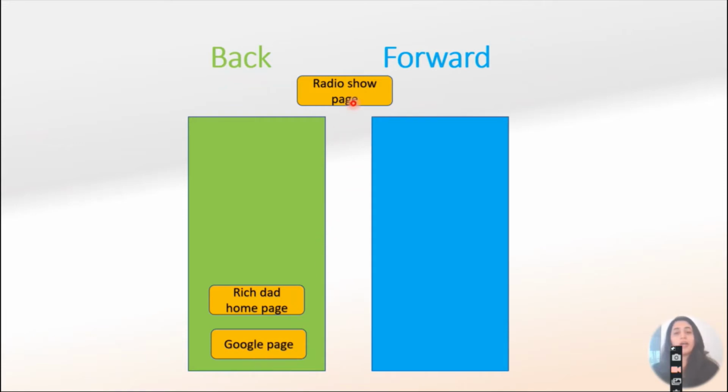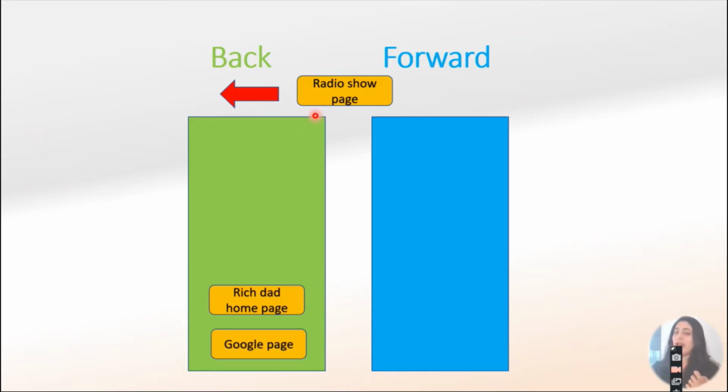So now over here, when I'm at the radio show page, whenever I keep on moving to the next pages, it keeps on pushing the link of the previously visited pages in the stack. So first the Google page goes to the stack, then the Rich Dad home page goes to the stack. Now after the radio show page, if I click on the back button, what should happen? It should show me the previous page.